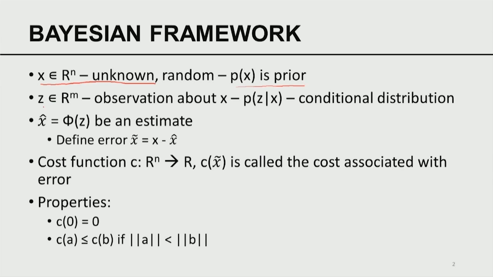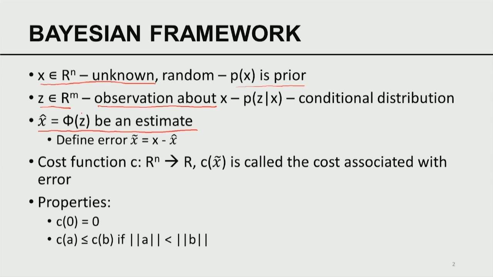z, again in R^m, is an observation about x. z contains information about the chosen x. So given x, z has a conditional distribution, which is probability of z given x. Let x hat be equal to phi of z. So phi is an estimator, z is the data. The estimator operates on the data to give us an estimate.